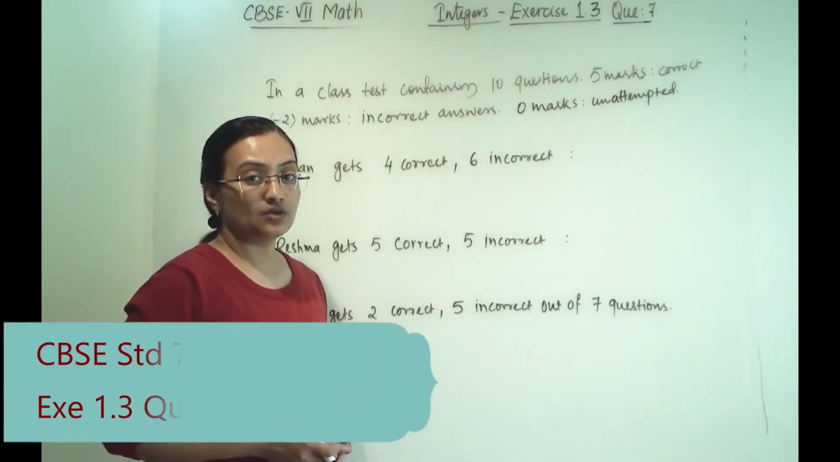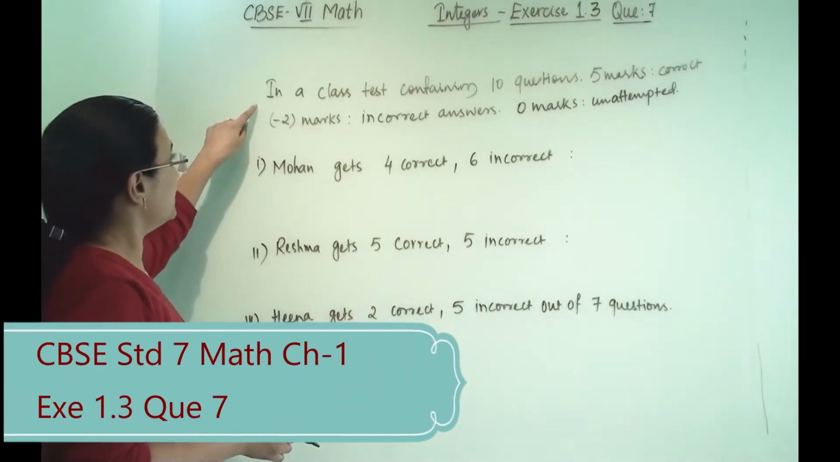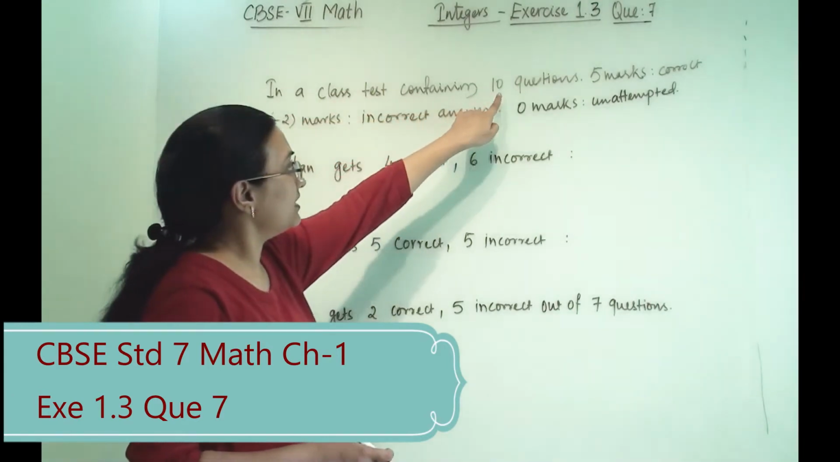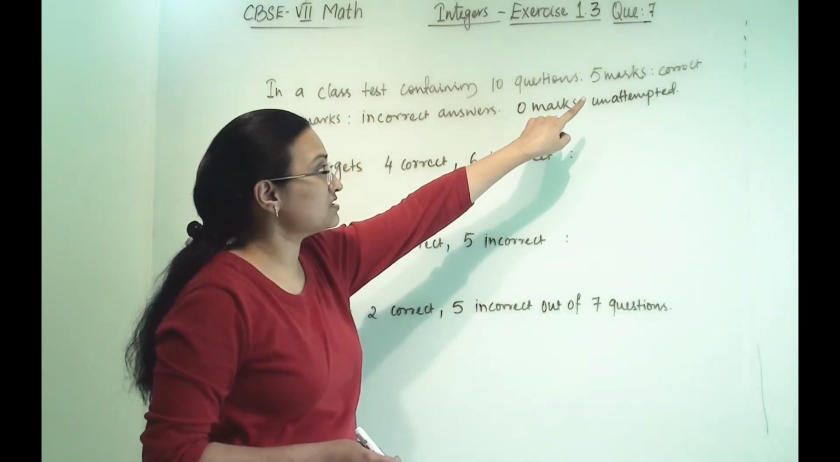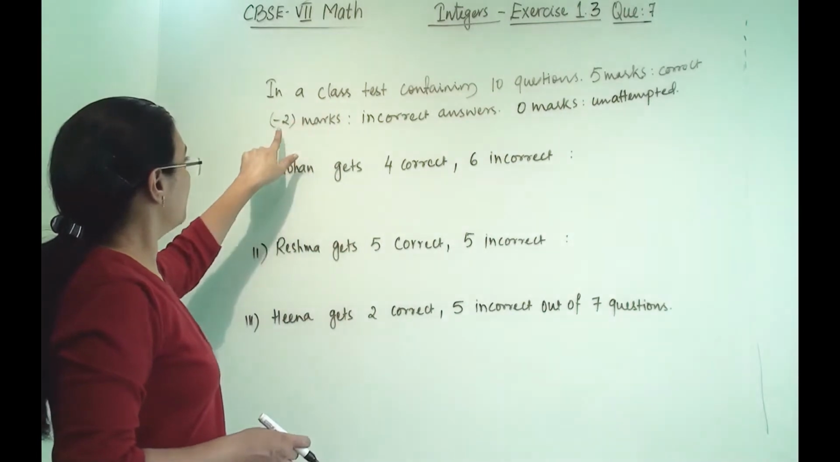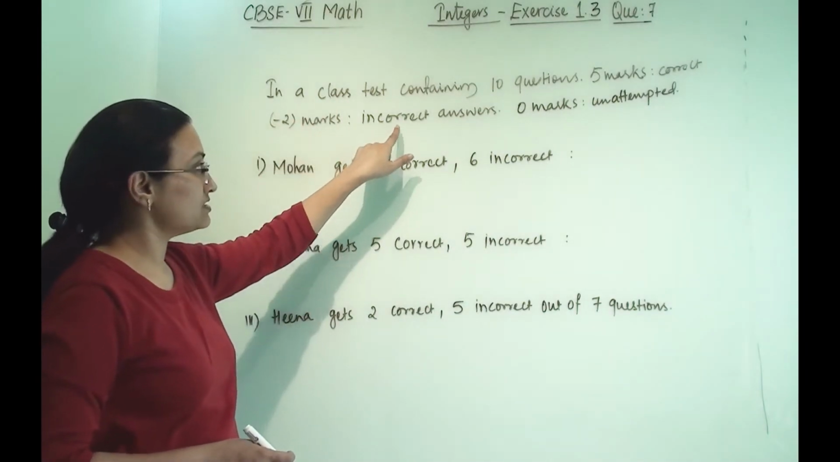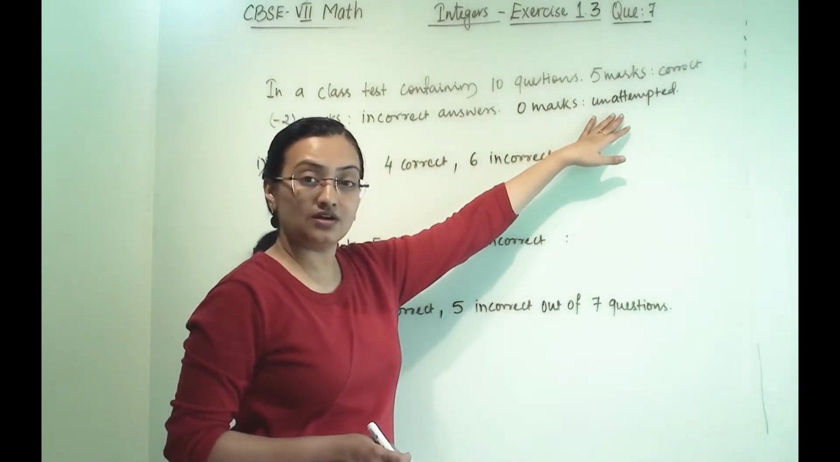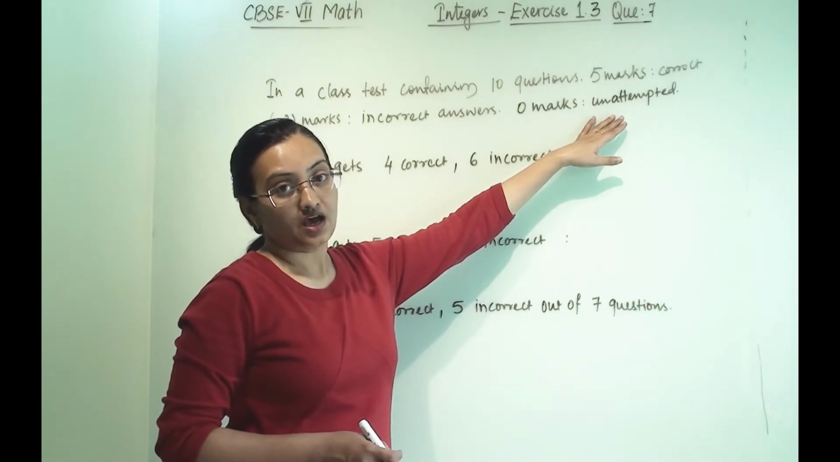Exercise 1.3, question number 7. In a class test containing 10 questions, 5 marks for the correct answer, minus 2 marks for incorrect answer and 0 marks for unattempted questions are there.